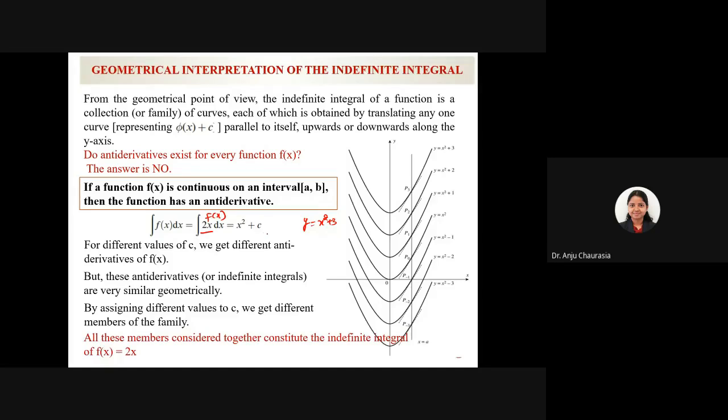So for different values of c, we are going to get different curves here. It means the integration of f(x), this function's integration, contains so many curves. So what we can say here is this is a family of curves. Geometrical interpretation: the integral of a function is a collection of curves, each of which is obtained by translating any curve, that is, for different values of c.